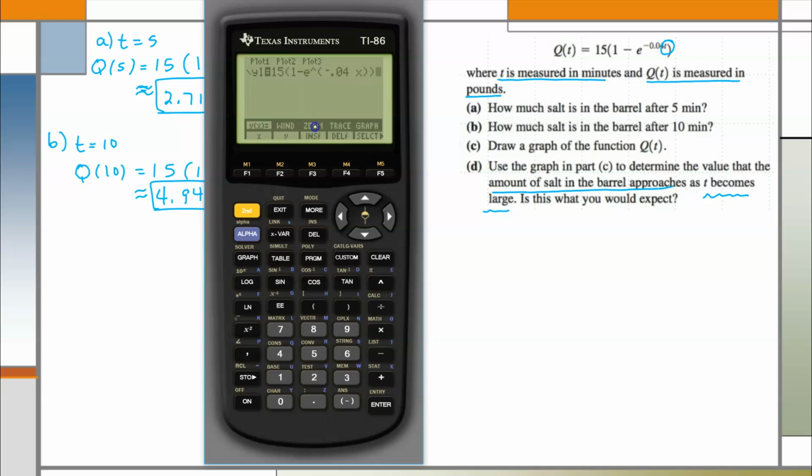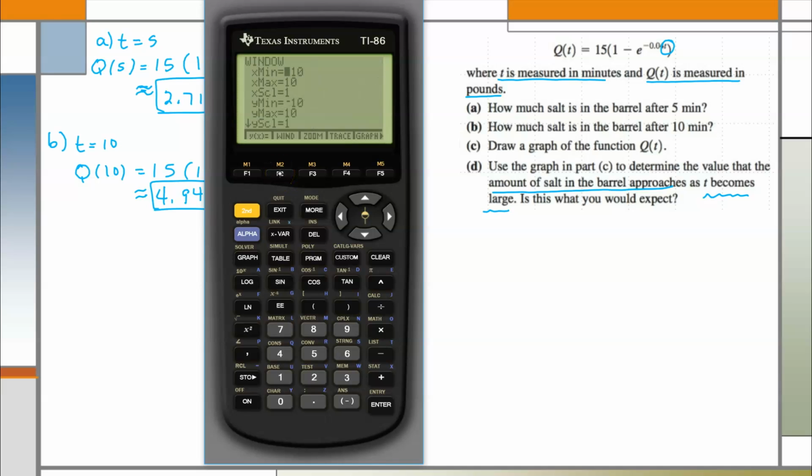Okay, if we go with a zoom standard, on a very old calculator, but I don't have a new one on my computer. A zoom standard, remember, is negative 10 to 10. We see kind of a straight line, maybe not really, because this is starting to sort of taper off. A hint is the salt is going to level off as t gets large. Let's go back and revisit our window and see if we can improve on our graph.